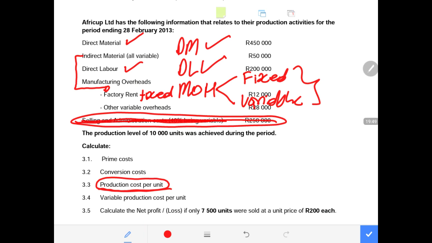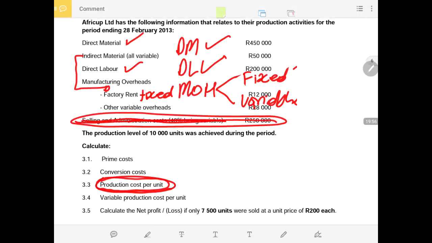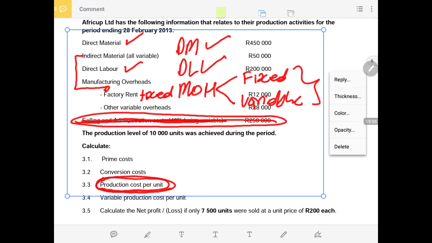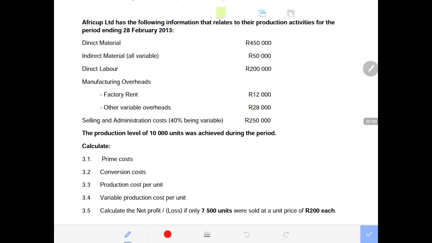Now, let us go to 3.3 to calculate our production cost per unit. Be mindful of the fact that it must be per unit. So now let us look. We are given our direct material cost, and this is the total amount. We want it per unit. The question is, how many units were manufactured in order for us to incur the material cost of 450,000? We manufactured a total of 10,000 units.